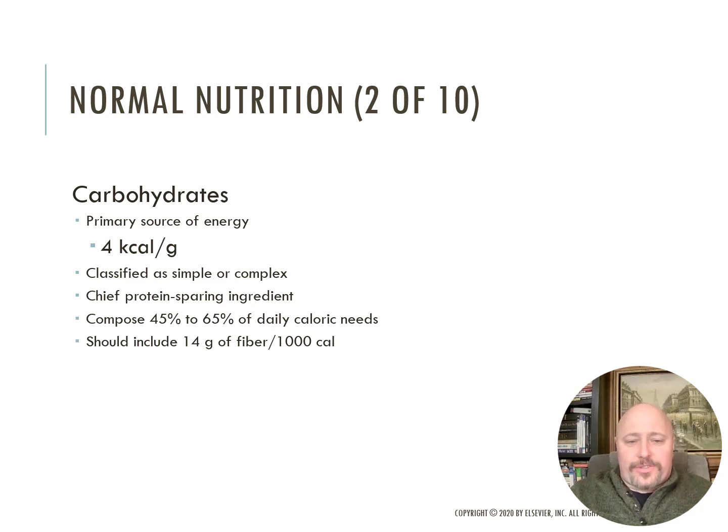Carbohydrates are our primary source of energy, providing 4 kcals per gram, and are classified as simple or complex. They provide the chief protein-sparing ingredient, compose 45 to 65% of our daily caloric needs, and should include 14 grams of fiber per 1,000 calories.